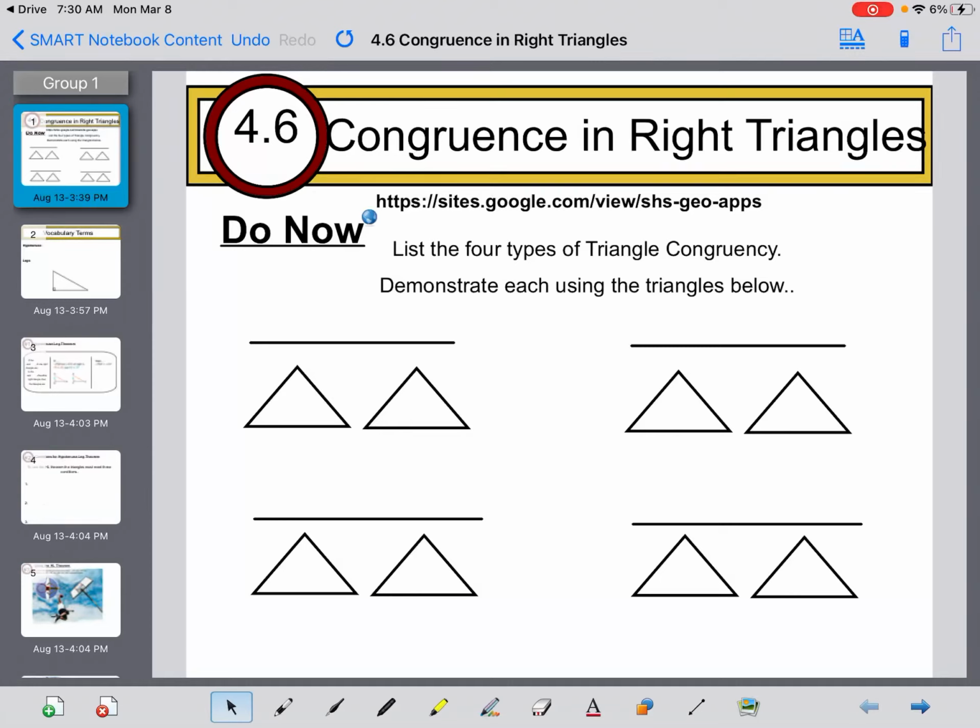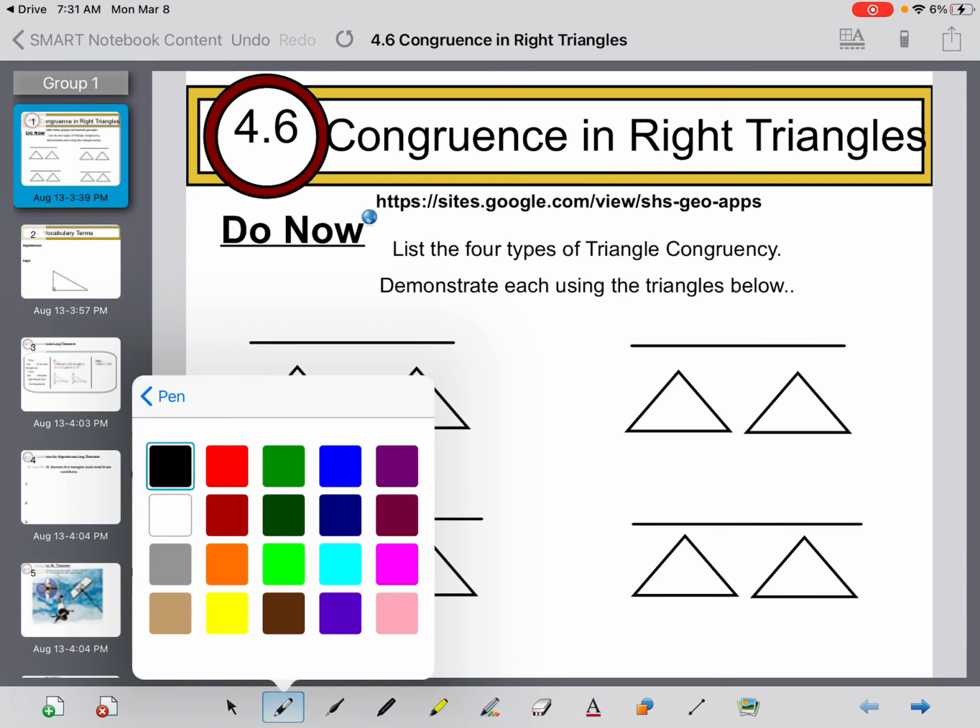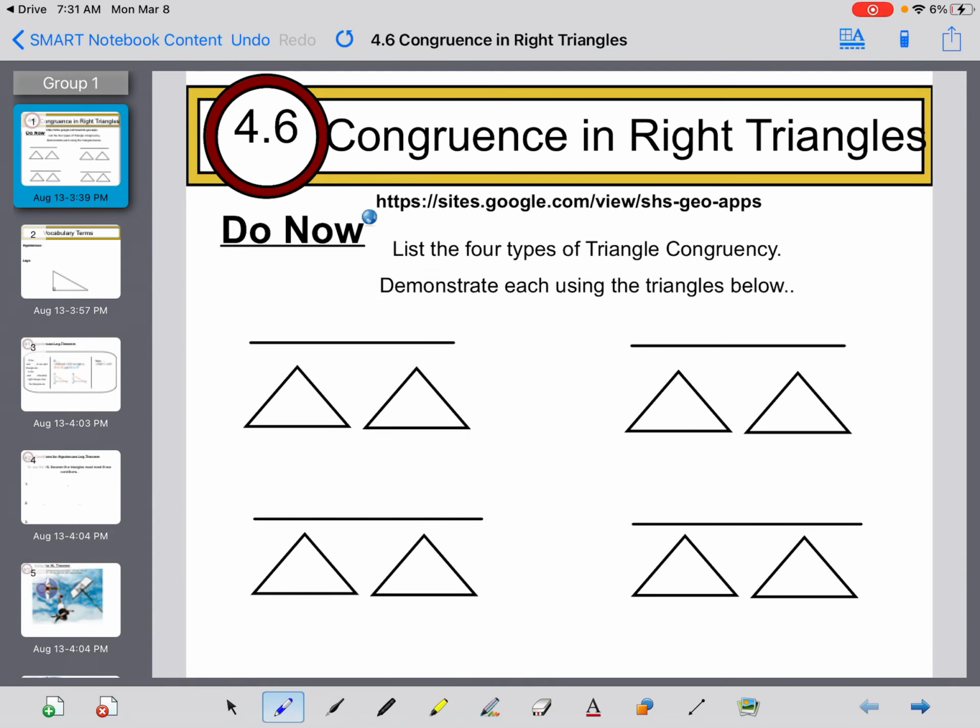Hey everyone, this is 4.6, congruence in right triangles. Okay, your do now is to list the 4 types of triangle congruency and demonstrate each using the triangles below. Feel free to pause and give this a go, and then resume the video when you're ready to go over your work.